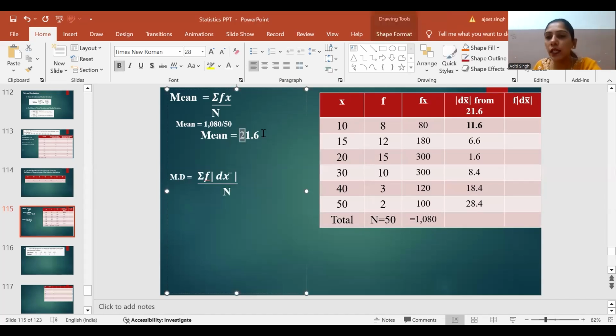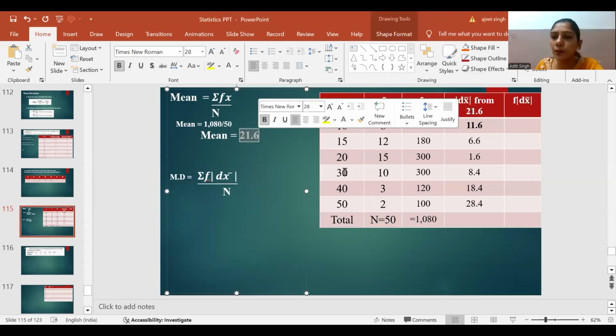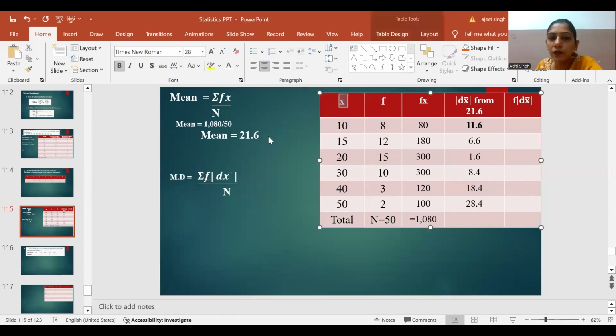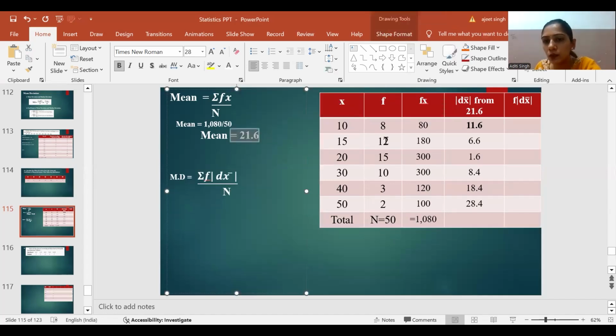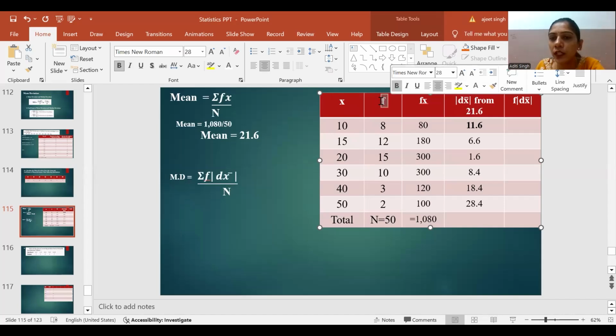So for calculating dx bar, we have to take the value of x and value of mean. While subtracting these x values from the mean value, we will ignore the sign of plus and minus. Now we will calculate the value of f dx bar. We have to do the multiplication of f and the value of dx bar.